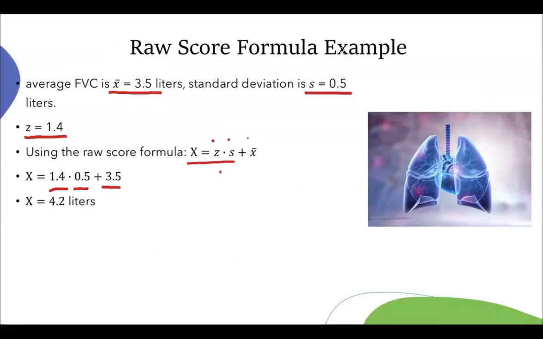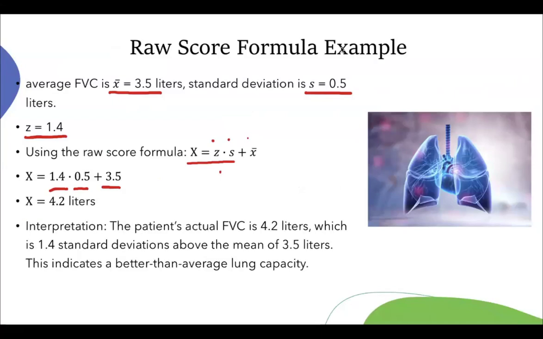Okay, so our answer is 4.2 liters, and let's interpret what that means. The patient's actual forced vital capacity is 4.2 liters. This is 1.4 standard deviations above the mean of 3.5. Now, how do we know that? Because we were provided with a z-score of 1.4. And we know that when we calculate the raw score, we get 4.2. So a z-score is a measure of how many standard deviations away from the mean a value is, and 1.4 is positive. So it follows that 4.2, the forced vital capacity for this patient, is above the mean of 3.5. It indicates better than average lung capacity.